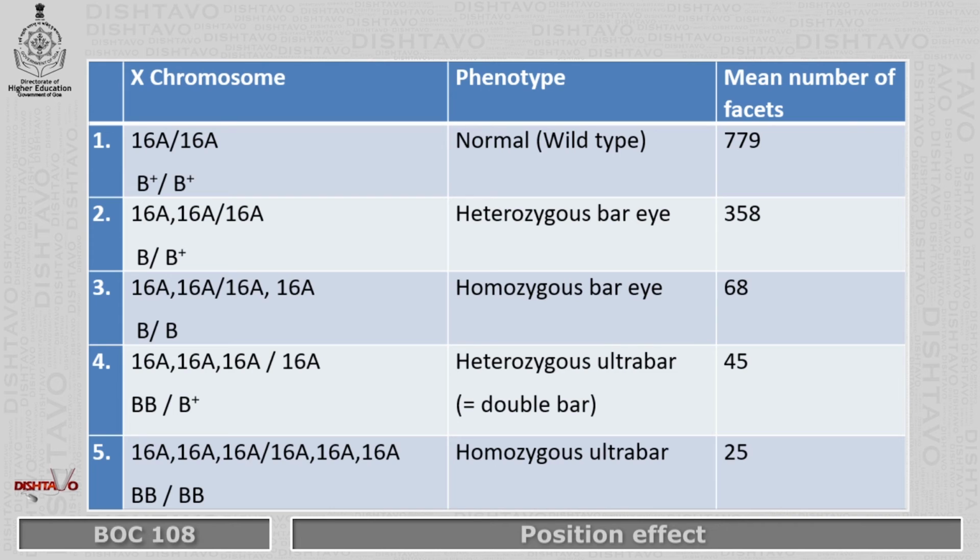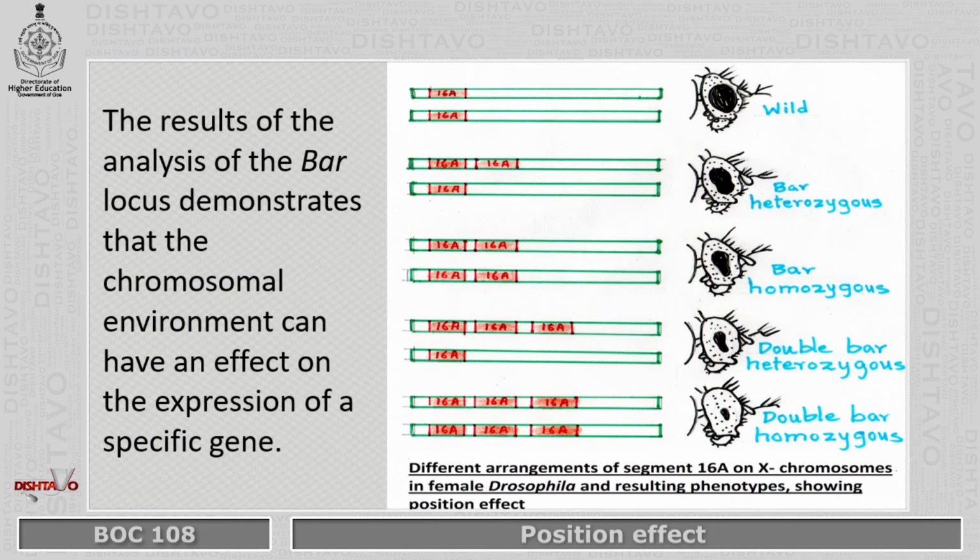A bar homozygote and a double bar wild type heterozygote both have 4 copies of the 16A region. So it would be reasonable to expect that both genotypes would produce the same phenotype. However, the bar homozygote has about 70 facets in each eye, whereas the heterozygote has 45 facets. So this shows that not only the amount of genetic material but also its configuration determines the extent of the phenotype.